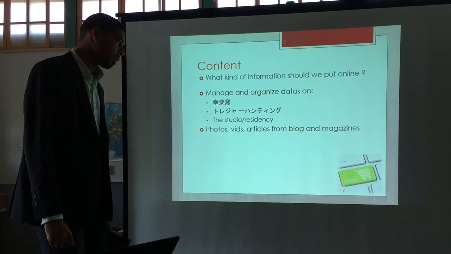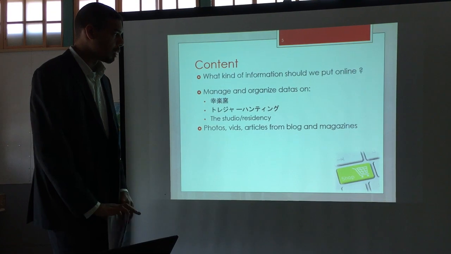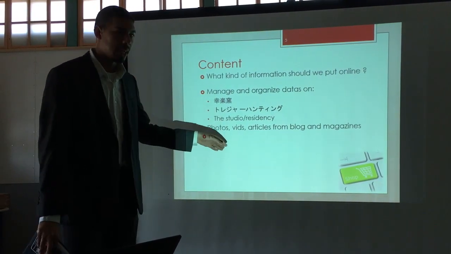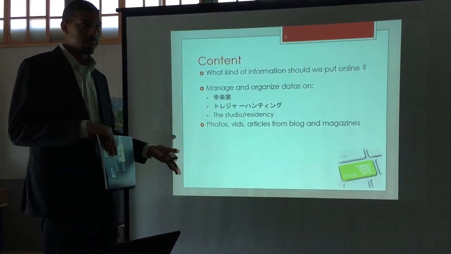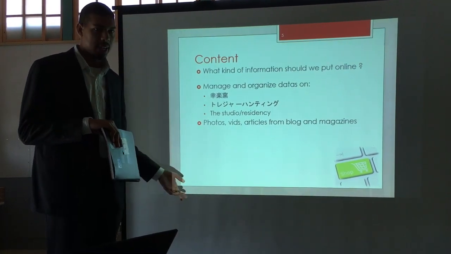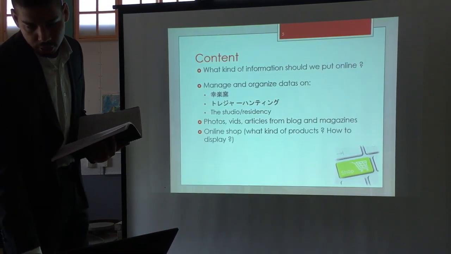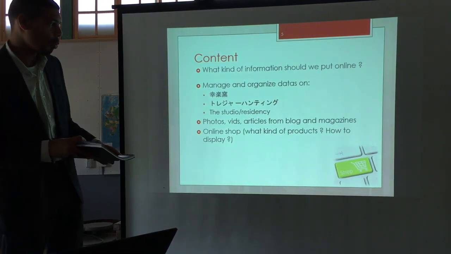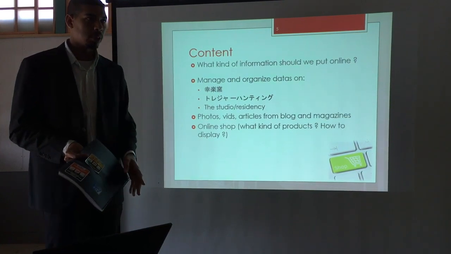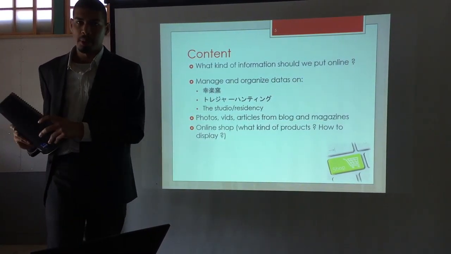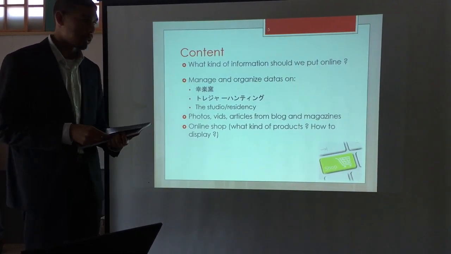There are things like photos and videos that we can add on the website now. It's really easy. We can do some newsletters which are linked to the backlinks. Since there are already some blogs talking about us, we can put their links on the website to make the site more visible. And of course the online shop: what kind of products would be on the website and how to display them. Do we put just a product for the Kouraku Gamma or also for the treasure hunting? I don't know now. We should discuss it later.